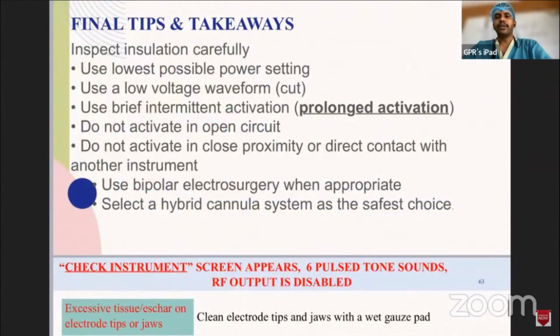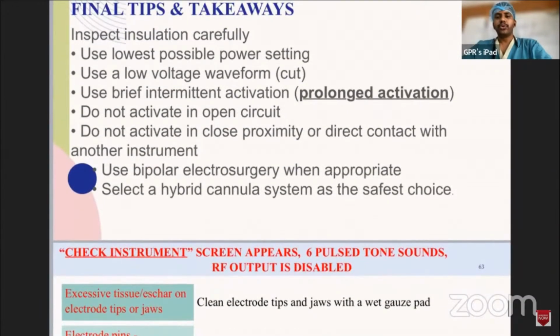And finally, the takeaway would be: please inspect the insulation carefully, always use low setting current and the low voltage waveform, and we should not activate the probe when it is not needed. Whenever needed, we use brief intermittent activation rather than prolonged activation. While using a hook, we hook the tissue, look at the tissue, and then hook the tissue. This is the formula we always follow.